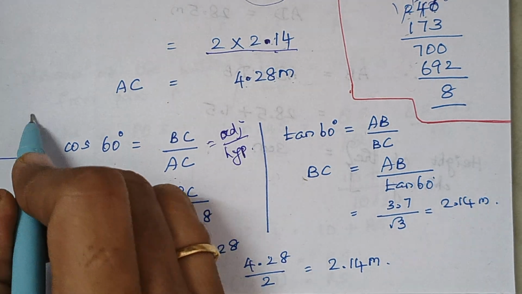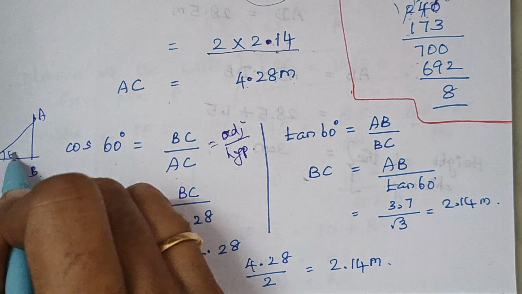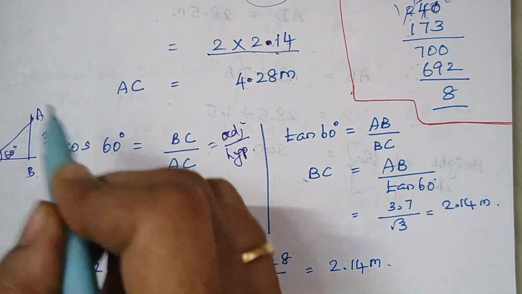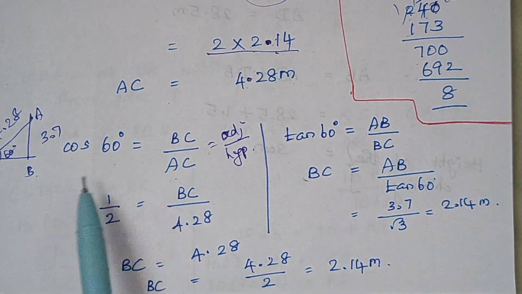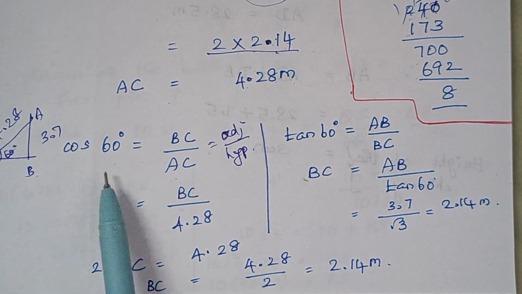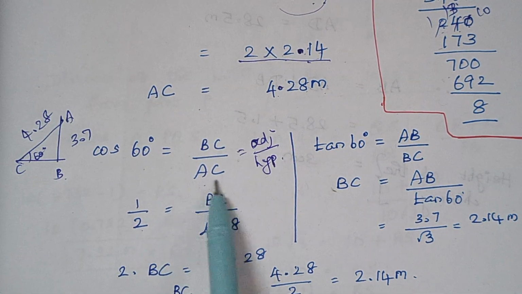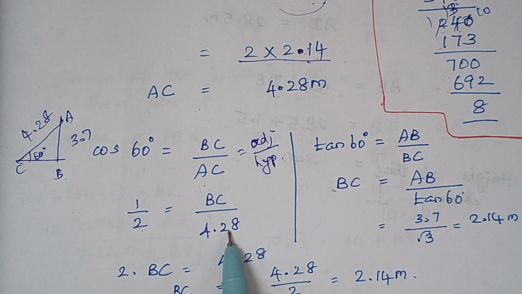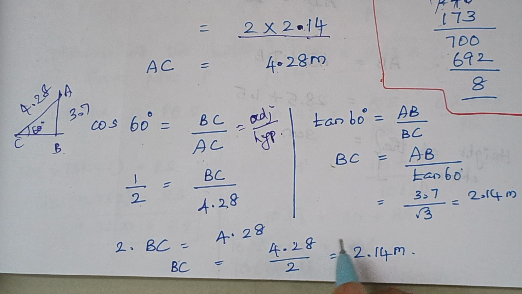Just for your reference, I am drawing this triangle. This is A, B and C, this is your 60 degrees, this is your 3.7, and here it is 4.28. So cos 60 is BC by AC. The value of cos 60 is 1 by 2, and AC is 4.28. Therefore, doing cross multiplication, the value of BC is 4.28 by 2, which is 2.14.